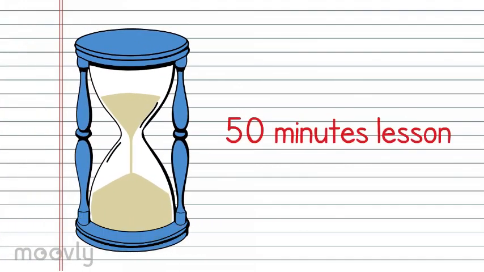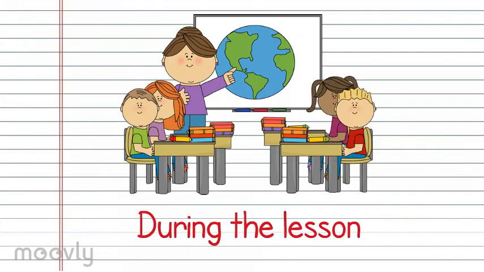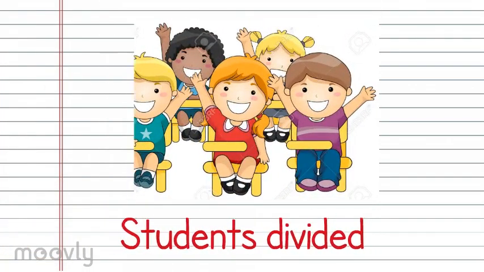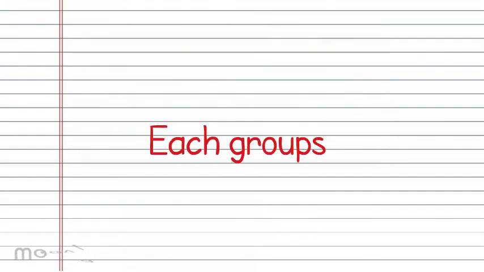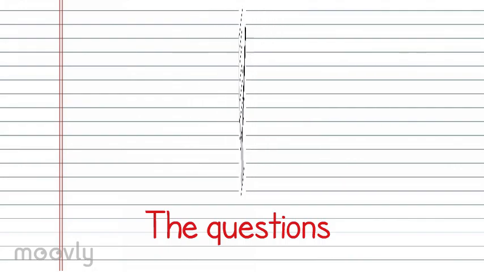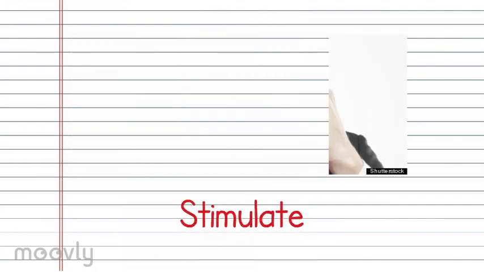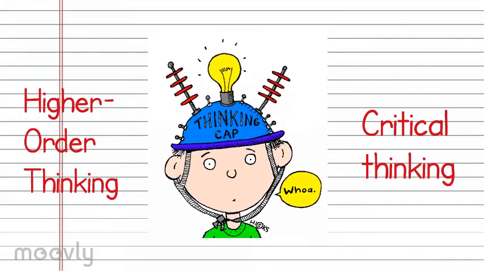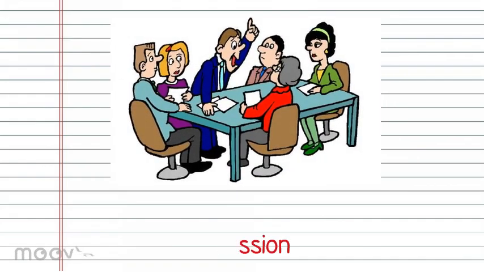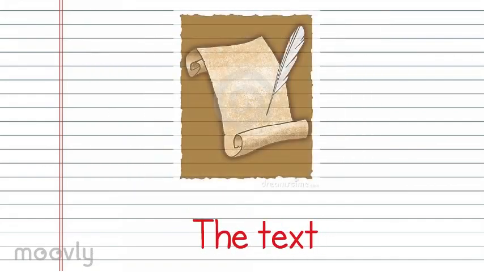It was a 50-minute lesson, where during the lesson, students were instructed to analyze a text which contains the Oath of Amanat. The students were divided into 3 groups, where each group was given a copy of the Oath of Amanat and a set of questions. The questions were specifically designed to stimulate higher order thinking and critical thinking. The students were given the whole lesson to discuss with each other, analyze the text and come up with an answer for the given questions.